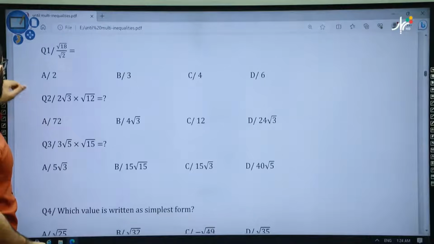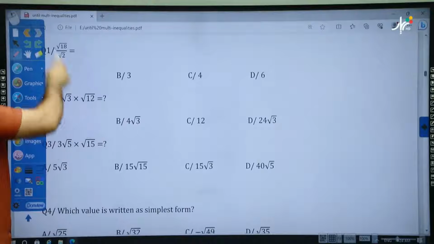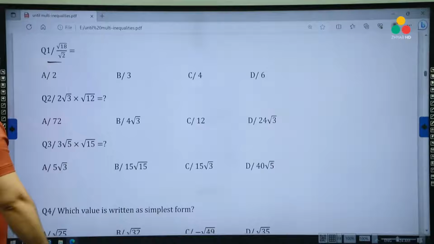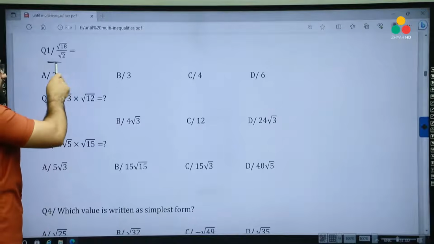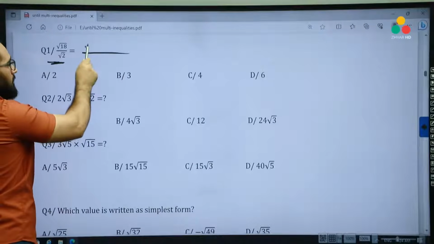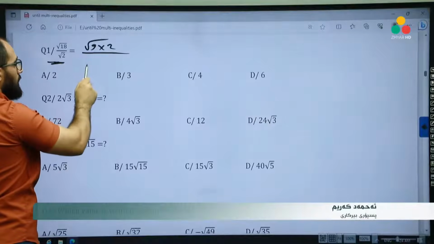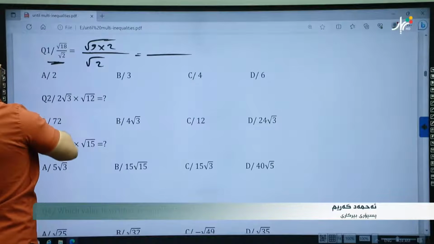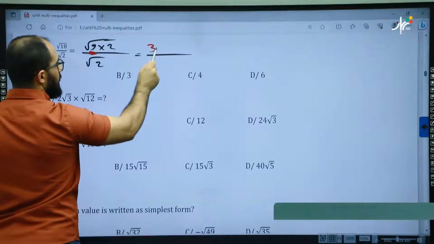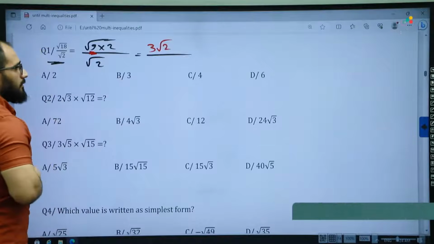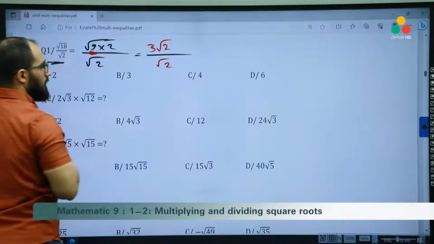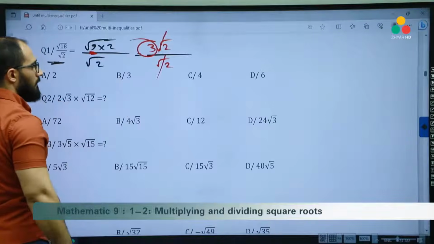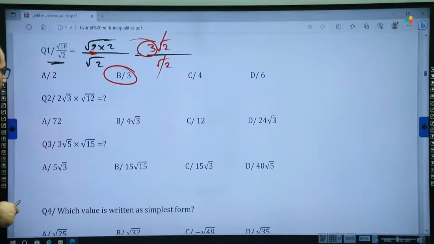Then we have some practice questions. The first question says square root of 18 over square root of 2. 2 has no perfect square, it's in the simplest form. Then 18 is going to be 9 times 2 over square root of 2. The square root of 9 is 3, the square root of 2 stays under the square root, and also the square root of 2 in the denominator. Square root of 2 and square root of 2 cancel, then 3 remains, the result is 3.